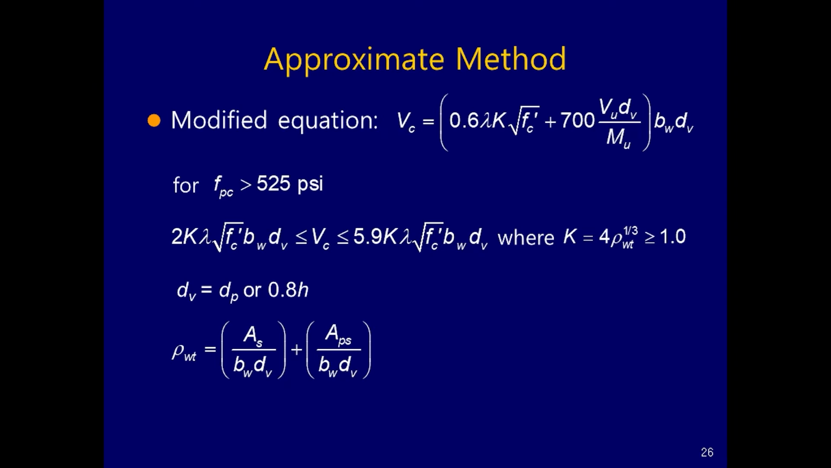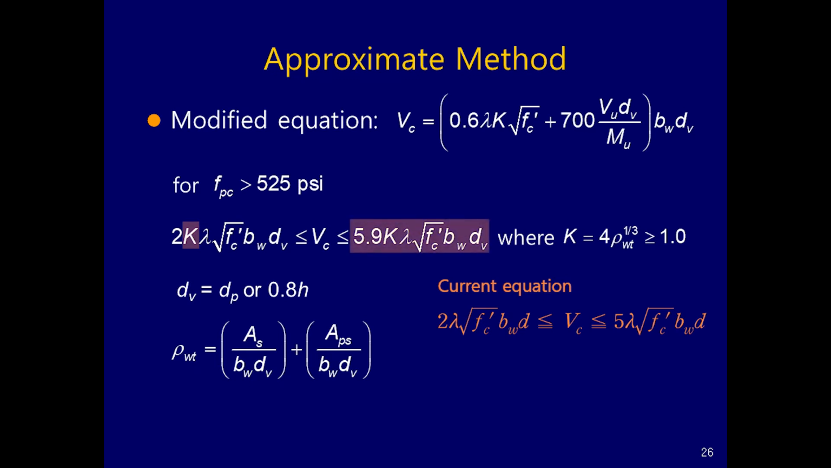And also the condition under which you can use this approximate method is much simplified. The lower bound K factor is multiplied. And here the upper bound is a little increased with the use of d_v. Okay? And here, when you calculate the K factor, ρ_w can be based on d_v, because the d_v calculation is then very simple.